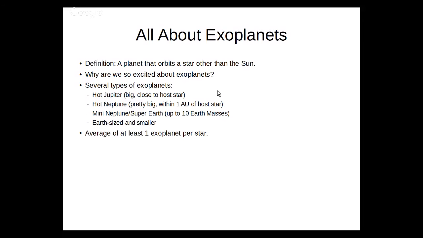And what we've learned through the survey of looking out into the universe, or into the Milky Way galaxy, is that on average, there's at least one exoplanet per star. And from what we've discovered, there's usually more than one exoplanet around each star.